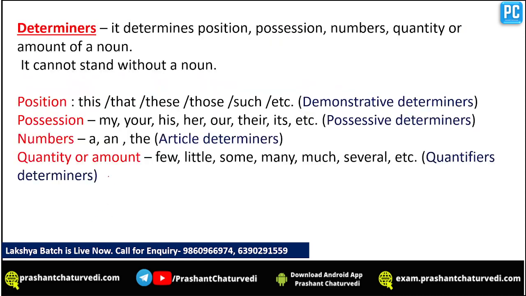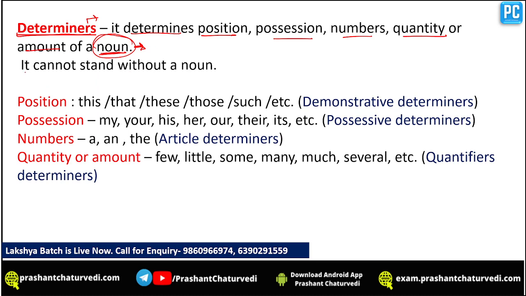Clear? Next, let's jump to the next word category, that is determiners. Determiners are the words which determine position, possession, numbers, quantity or amount of a noun. So you have to remember that a determiner is a word which can be used only for a noun. It cannot determine any other part of speech or any other word category. It only determines a noun. It can be used only before a noun.